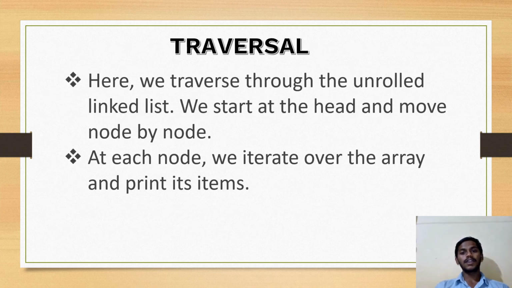Traversal. Here we traverse through the unrolled linked list. We start at the head and move node by node. At each node, we iterate over the array and print its items.